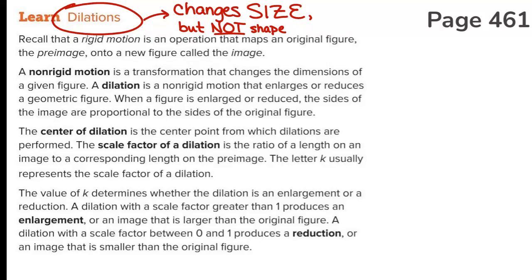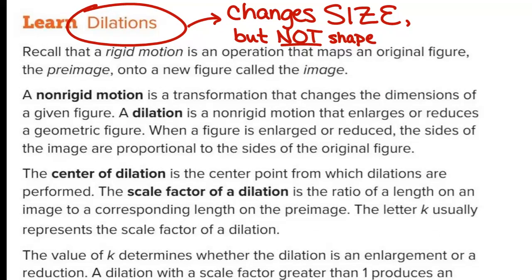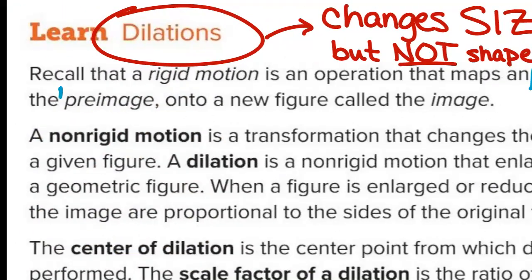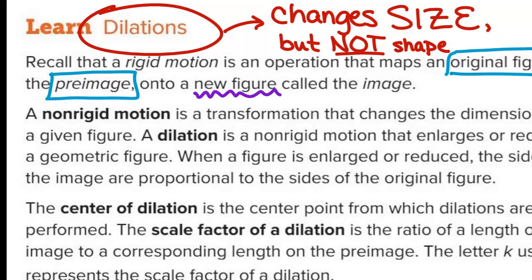It maps an original figure, which we call a pre-image. The original figure gets called our pre-image, onto a new figure that we call the image.